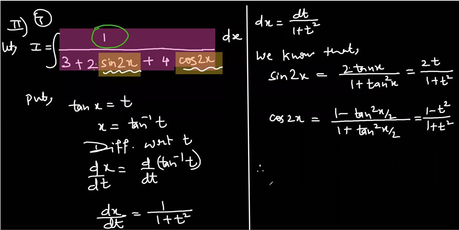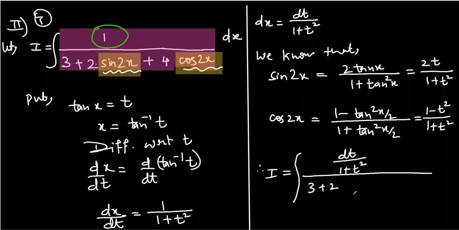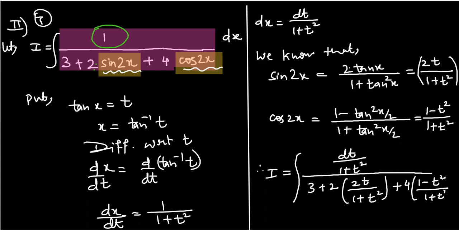Therefore, the new integral will be I equals, what is 1 dx? 1 dx is dt upon 1 plus t square, then upon 3 plus 2 times sine 2x. What is sine 2x? Sine 2x is 2t upon 1 plus t square, plus 4 cos 2x. 4 cos 2x is 1 minus t square upon 1 plus t square. The bracket is closed.